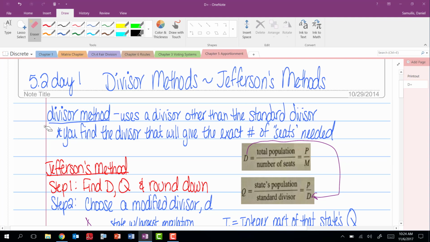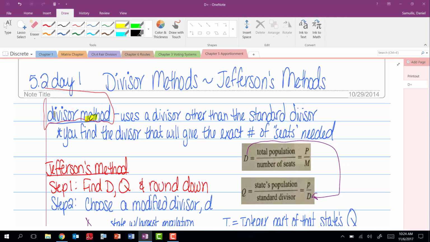All right? Oops, I don't have my pen. I'll move out of your way here. Jefferson, and it is Thomas Jefferson, tied to his name, one of the founders of our country, came up with a different method to calculate how the House of Representatives would be given out.